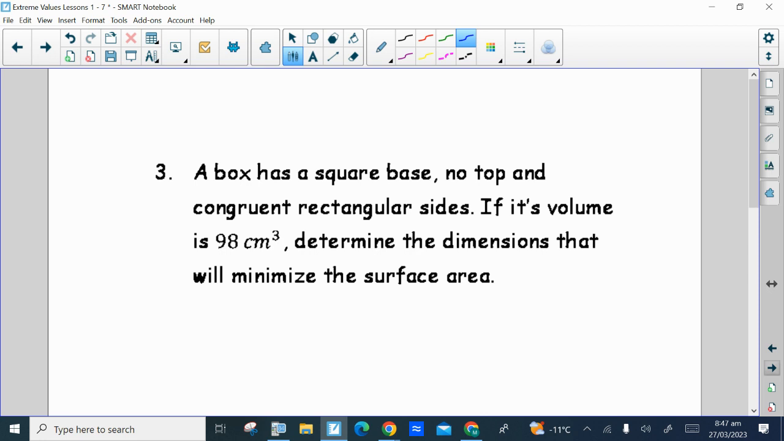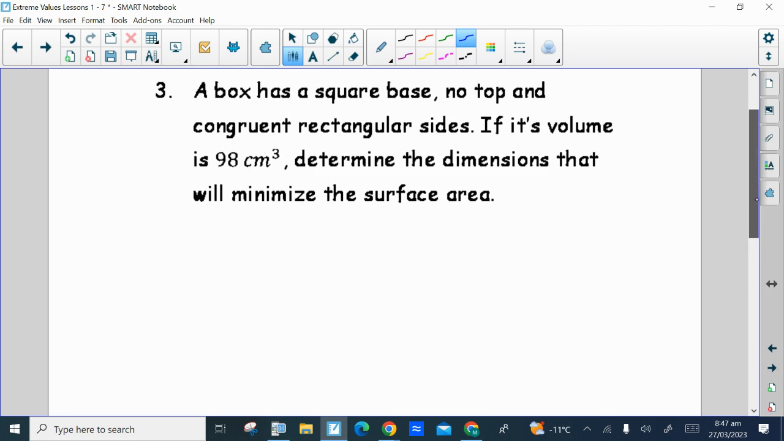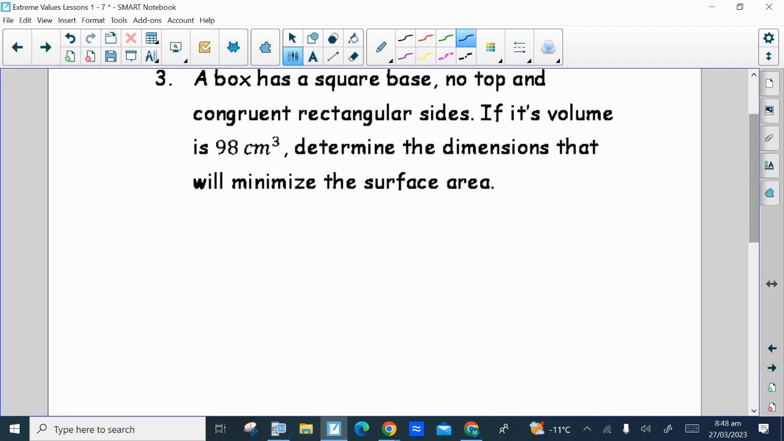This box only has 5 sides. But again, it has a square base and congruent rectangular sides. Also in this case, you're given the volume, and you need to determine the dimensions that will minimize the surface area.